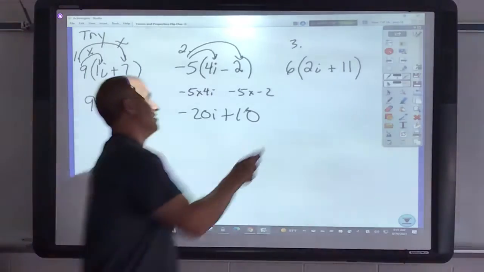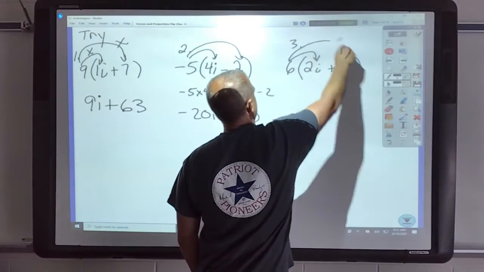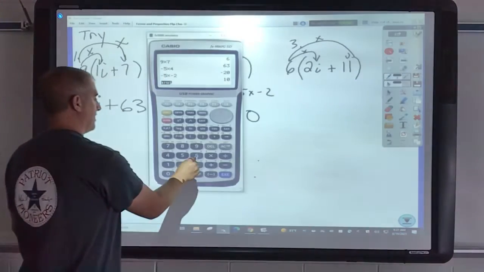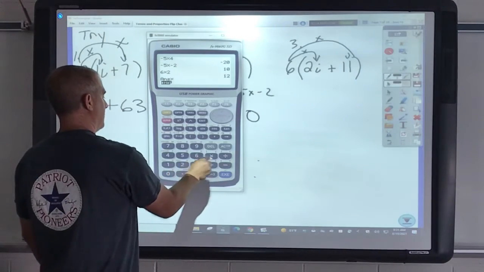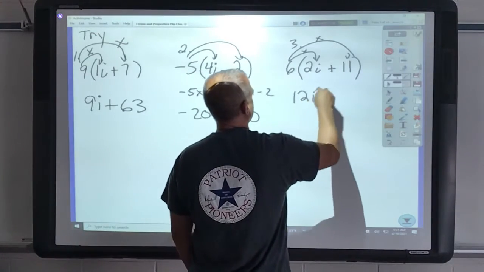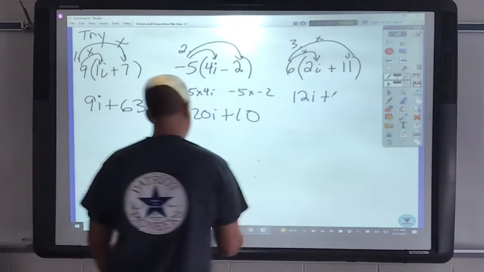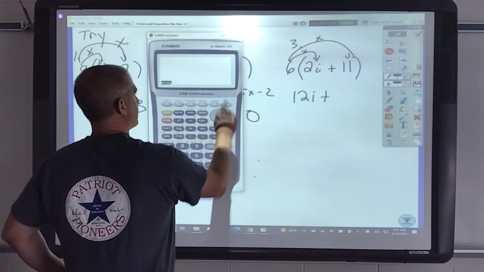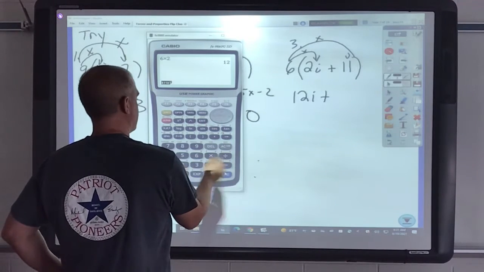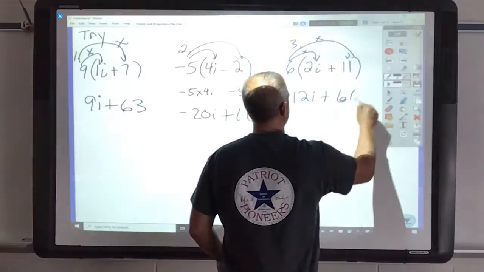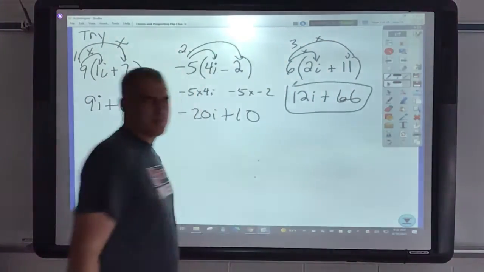Now I want to do this one. This is multiplication. 6 times 2, 6 times 11. 12i plus, whoops, did that wrong, hold on. All right, 6 times 2, 6 times 11. That's 66. All right, that's pretty easy.